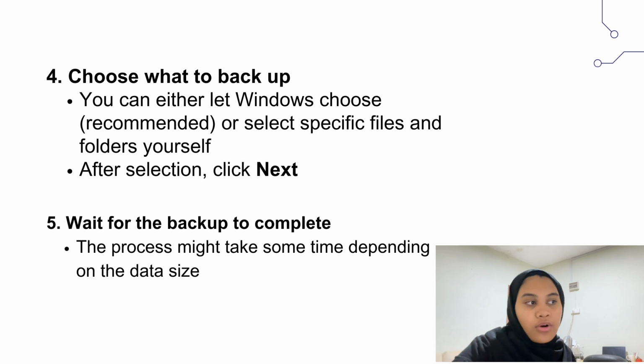And for number 4, choose what to backup, which is if you don't know what to select, you can either let Windows choose recommended specific files and folders or choose them yourself. And after that, you can click next. And the last one, wait for the backup to complete. The process might take some time depending on the data size.